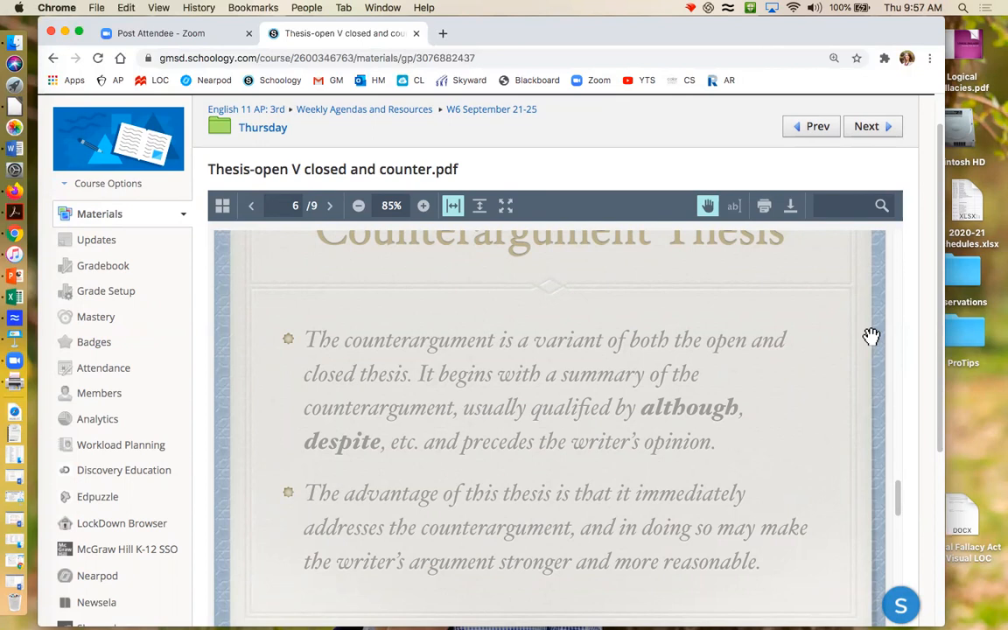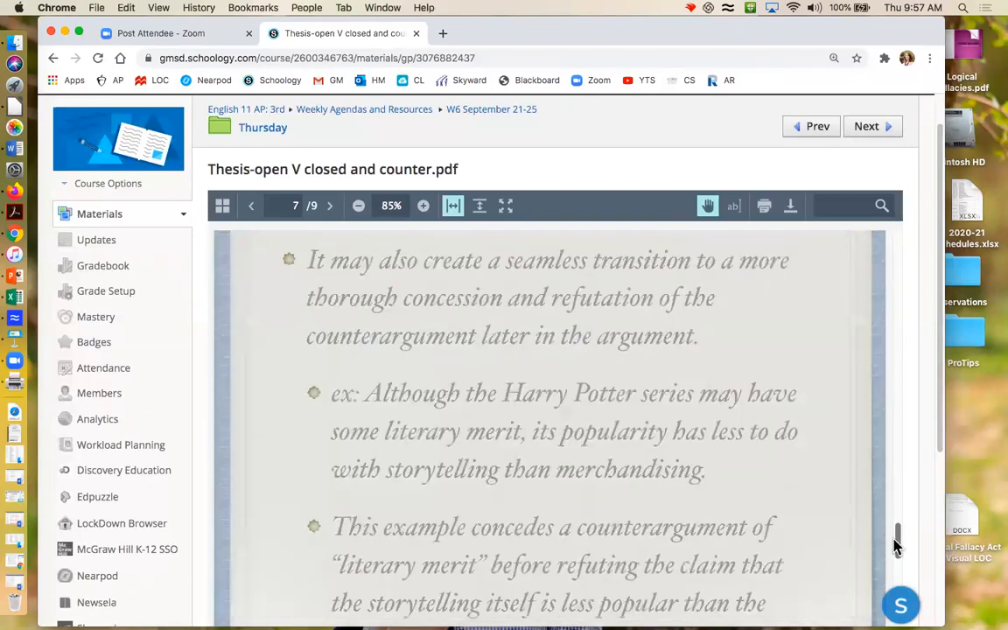The advantage is that it immediately addresses the counter argument, so you can right off the bat prove that you are not biased. And it makes your argument stronger and more reasonable. Okay, so it can also create a seamless transition for you to concede or refute later. And here we've got an example.